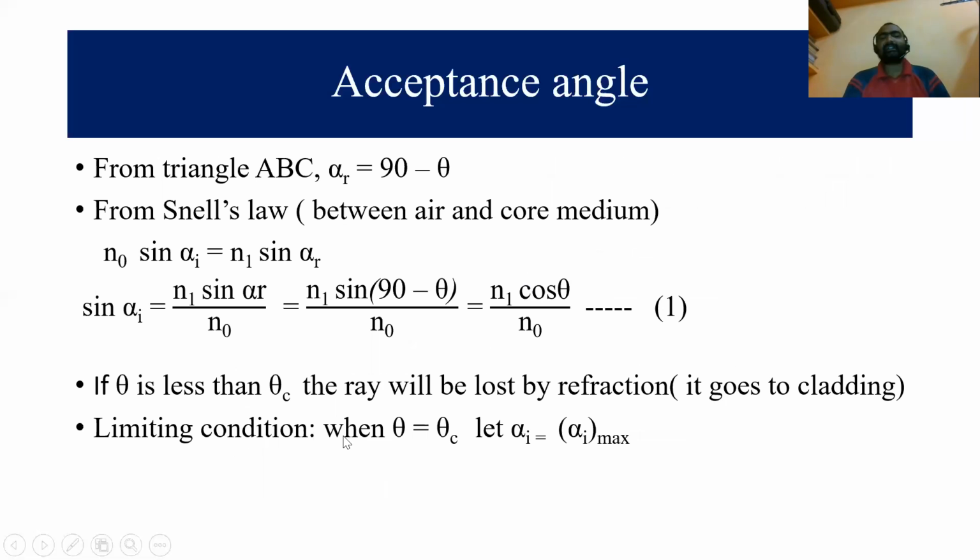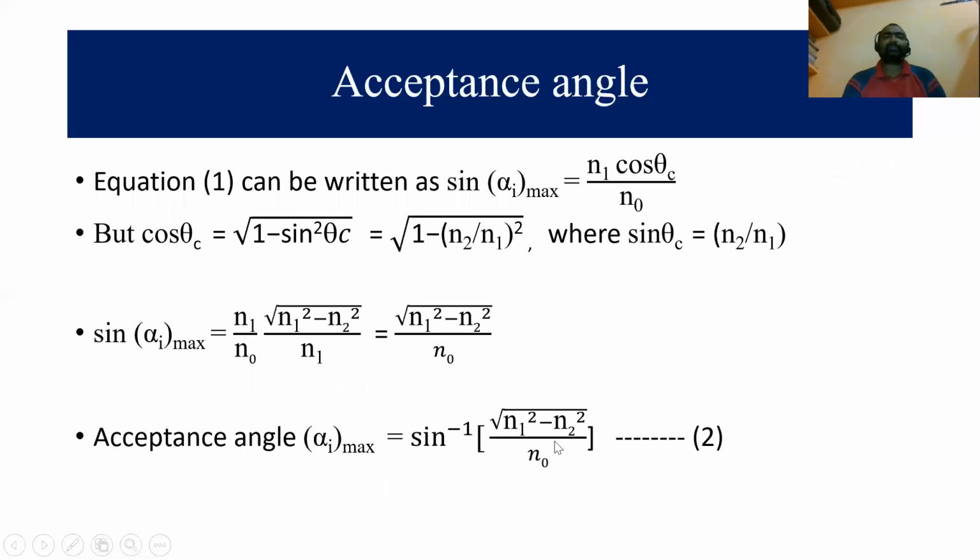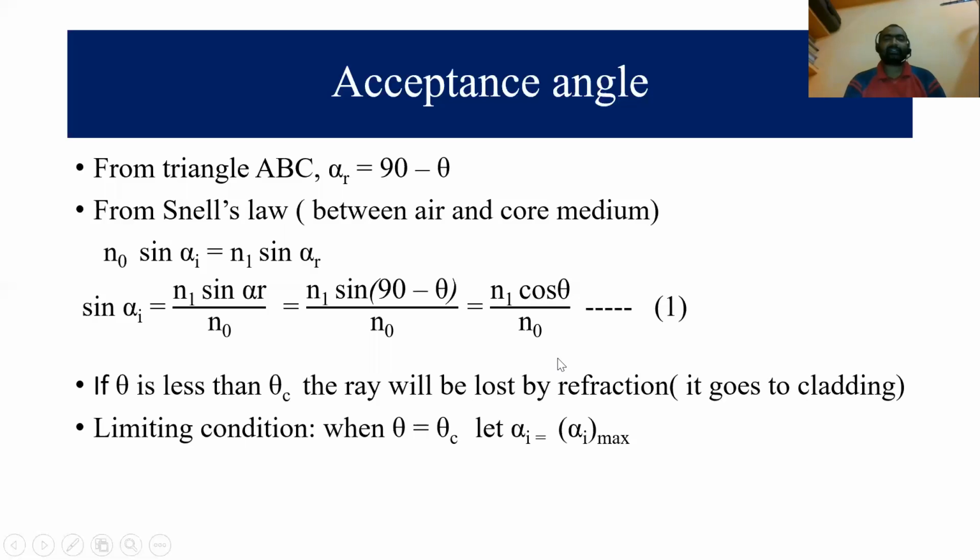So the limiting condition is theta equal to theta c. The angle of incidence at the core-cladding interface equals the critical angle. At that particular situation, the incident angle alpha i is called the maximum angle, alpha i max. Let us substitute this limiting condition in equation 1.